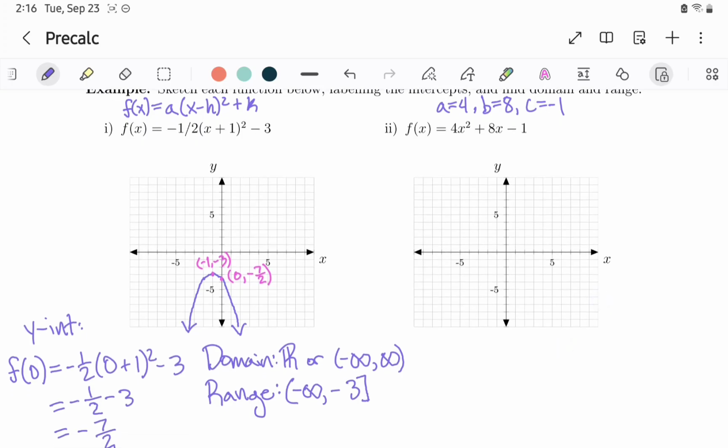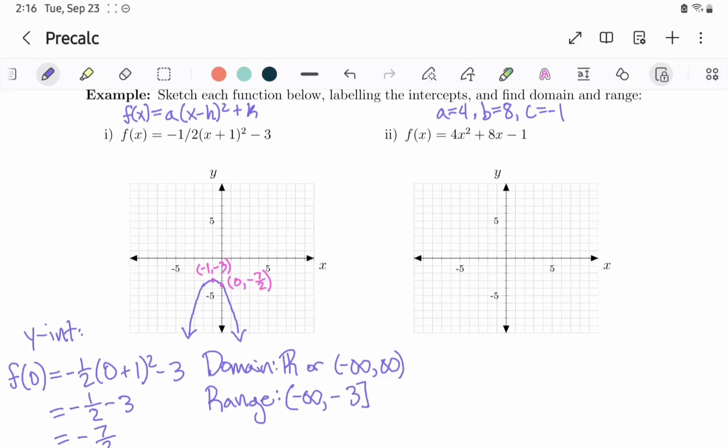And so for h, the x coordinate of the vertex, h is going to be equal to minus b over 2a, which here is going to be minus 8 for b, and then over 2 times 4 for a. So this is equal to -1.